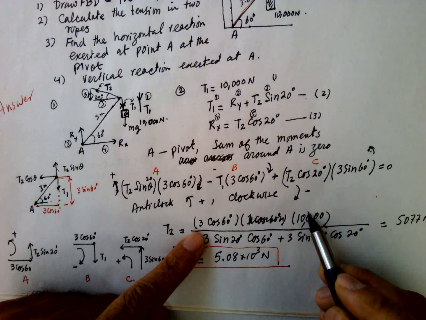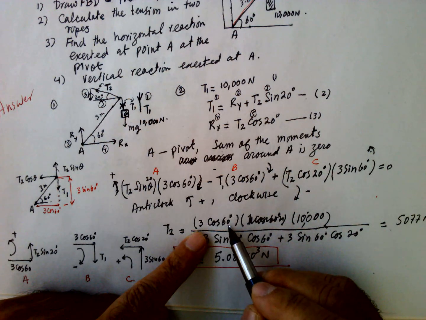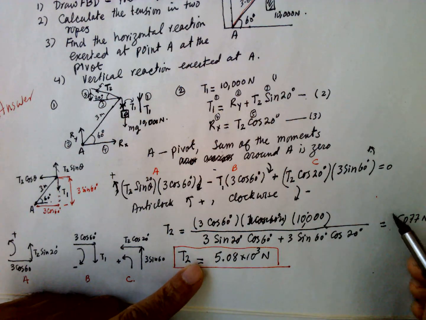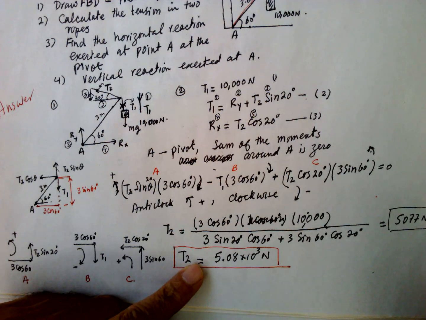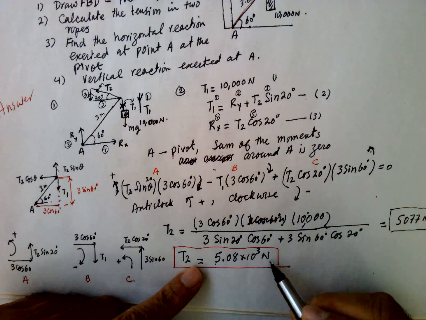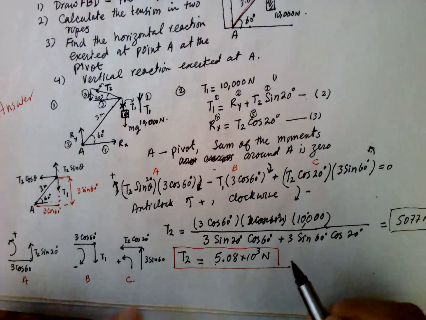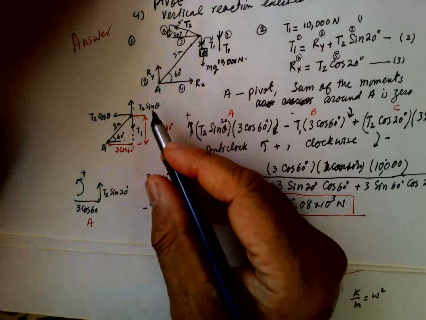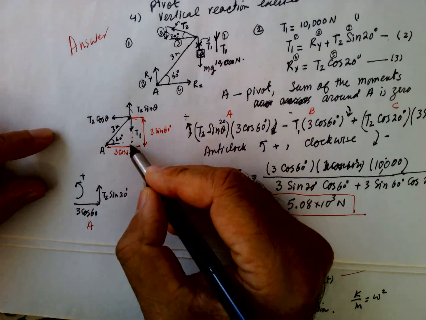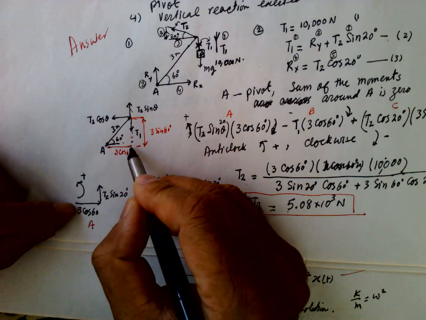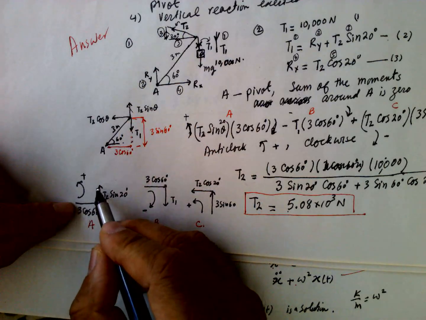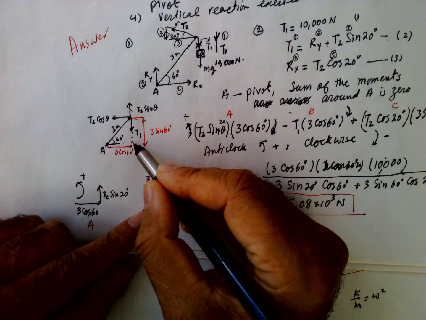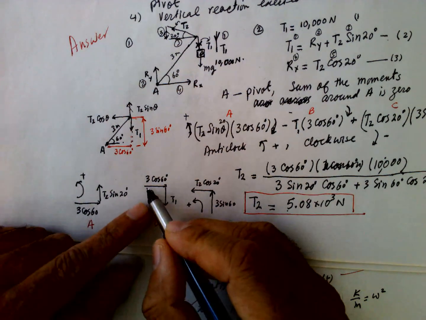T1 is 10,000 into 3 cos 60 divided by this plus this. If you calculate, this is equal to 5077, so 5.08 times 10 power 3 Newton. So this is the answer. I have also explained this one. This force, T2 sine, R into F. Number 2 is T1, if it is here, it is the same as the 3 cos.